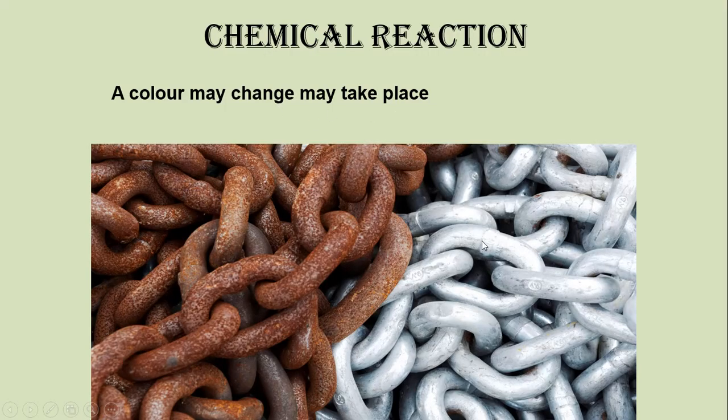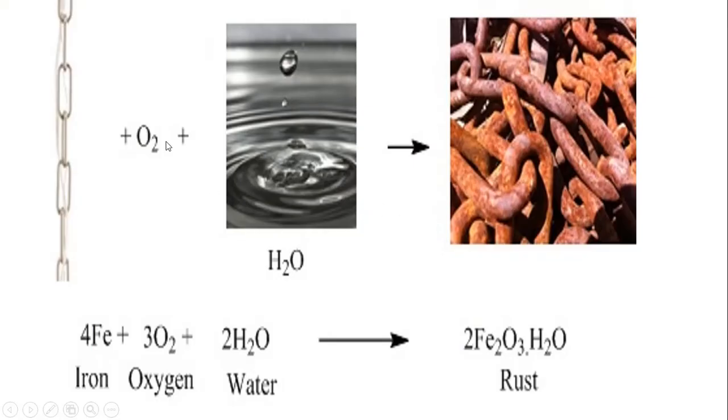Rusting of iron. When the rusting of iron takes place, there is a brown color deposit formed over the iron. It can be represented by iron reacts with oxygen and water and it forms a new substance, that is the rust, and the rust is also known as iron oxide.